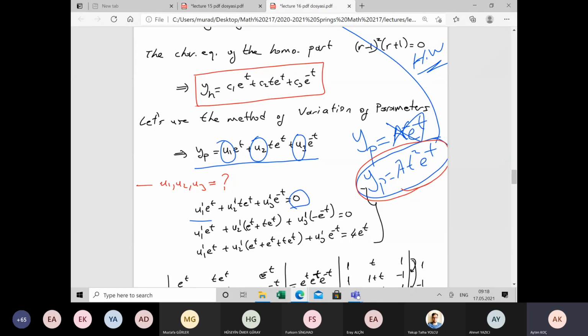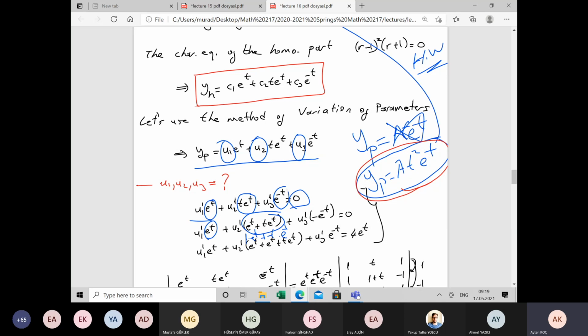Take the derivative, u1' times the derivative of e to the t, e to the t. Take the derivative of this one and use the product rule: the derivative of t, 1, times the second one e to the t, plus the first one times the derivative of the second one. So we obtain this one, and the derivative of e to the minus t gives minus e to the minus t. This one should be 0.